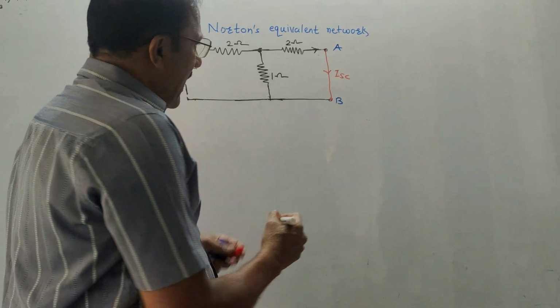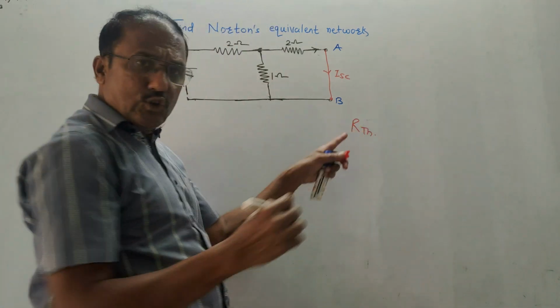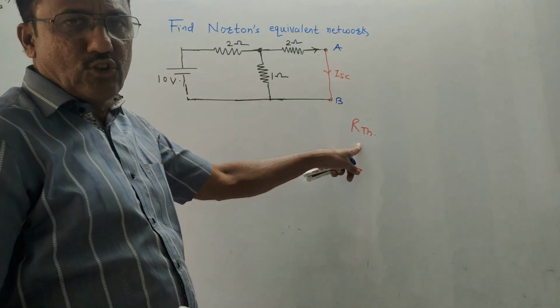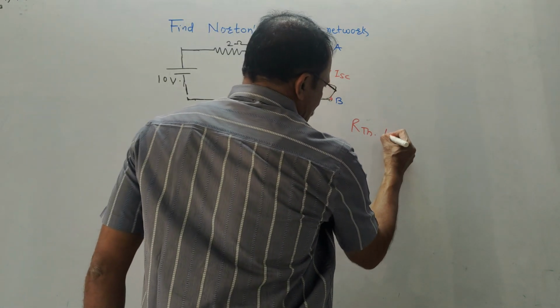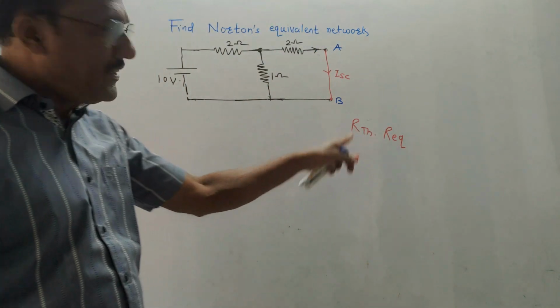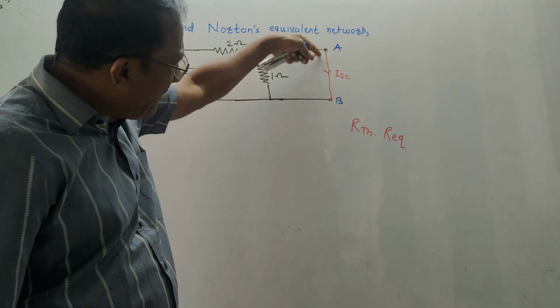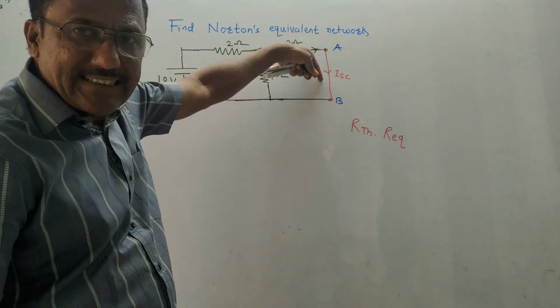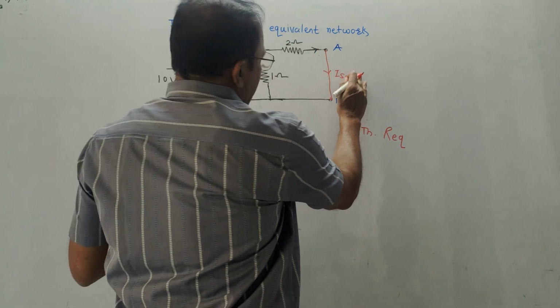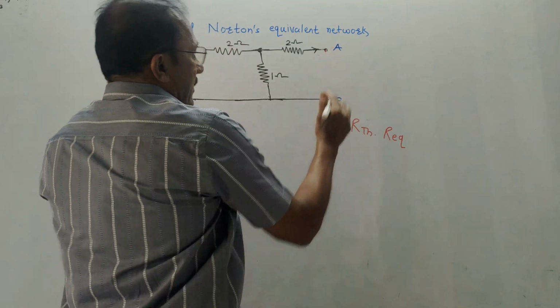Next step is I have to calculate the value of equivalent resistance, which is also known as Thevenin's equivalent resistance, denoted by RTH, or it is also denoted by REQ. EQ stands for equivalent resistance. How to do it? This was the previous diagram. Between points A and B, I have marked the current as ISC. First part is remove this branch, remove the short circuited point.